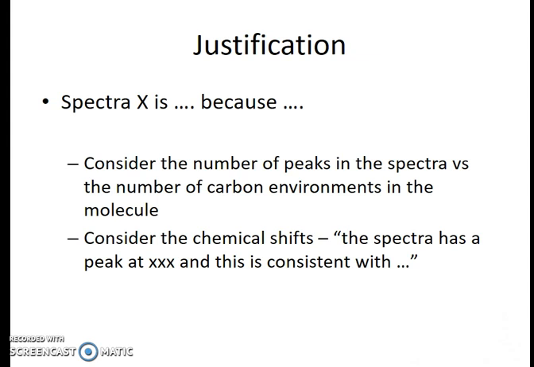And you also need to talk about the chemical shifts. You need to be quite specific. So the spectra has a peak at 10 parts per million, always use units, and this would represent a CH3 group, which you can see in the molecule, or whatever words you want to use, and I'll spend more time on that later.